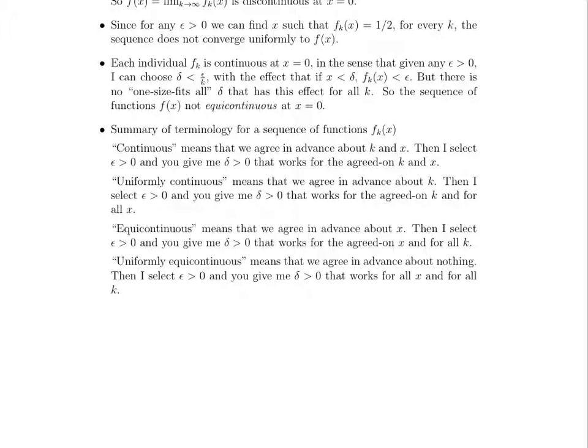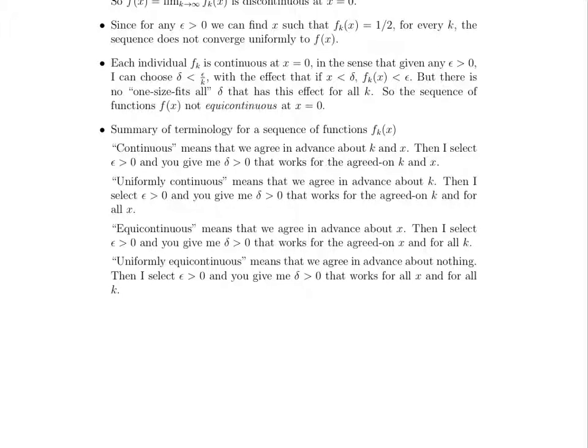Equicontinuous means we're talking about a sequence of functions. Sequence of functions is equicontinuous. We don't say that a single function is equicontinuous. We say that a single function is a member of an equicontinuous sequence of functions or set of functions. So when we say this sequence or this set of functions is equicontinuous, that means we're talking about all of them. And we're talking about the behavior of all of these functions for a particular x value.